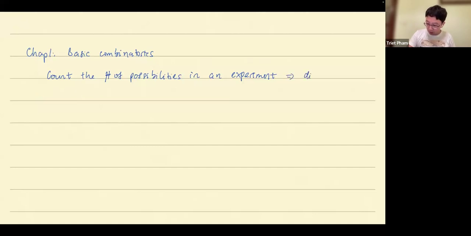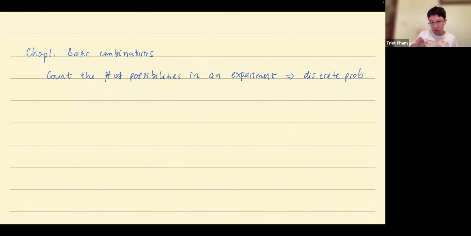Which is, of course, what this course is about. It's not about combinatorics, but we're going to be using combinatorics as a tool when we do probabilities, when we do discrete probability. Most notably, because when we have an experiment, we make the assumption that all the outcomes are equally likely.